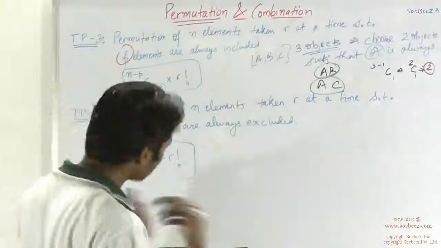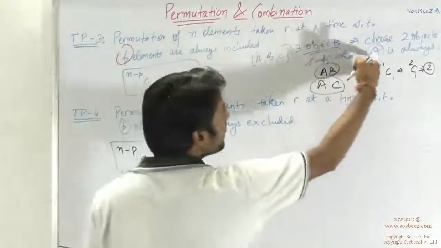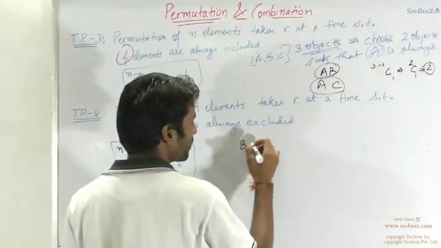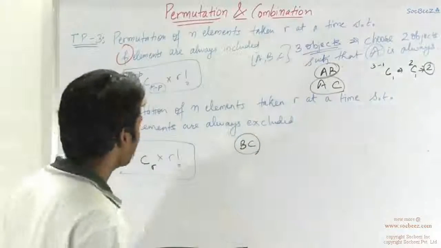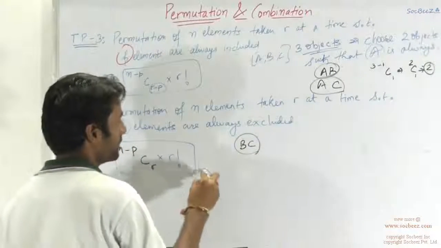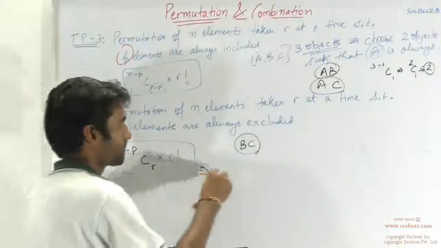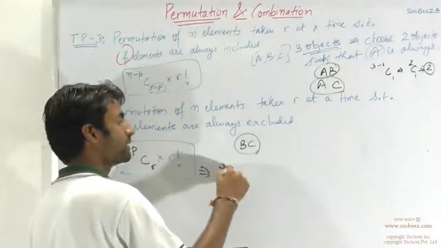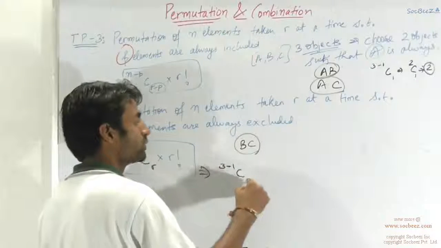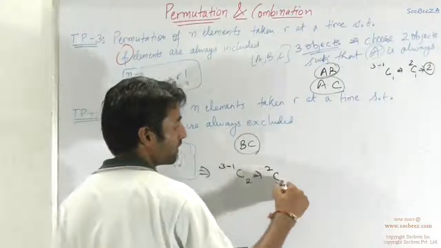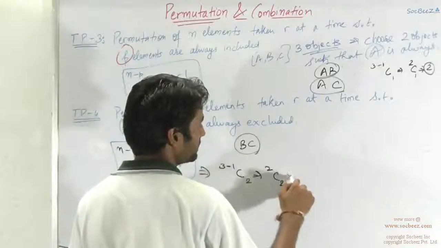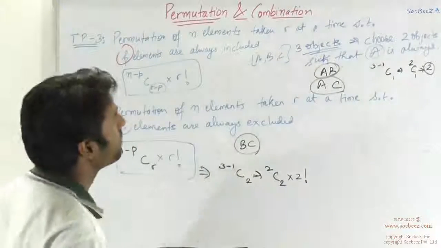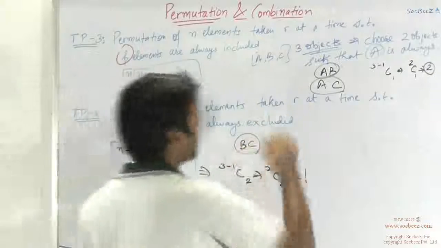Similarly, if 1 element has to be excluded, say A is to be excluded, the only 2 remaining elements would be B and C. So one combination that would be possible is BC. The same is what we would get from the formula. We have to choose from n minus p, that is 3 minus 1, so you have to choose 2 elements, that is 2C2 into r factorial, that is 2 factorial. You have to form the permutations as well, so you would multiply with this.